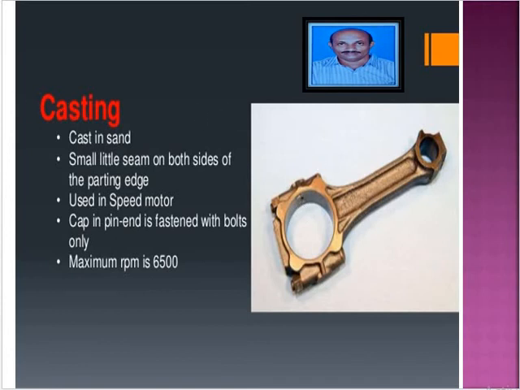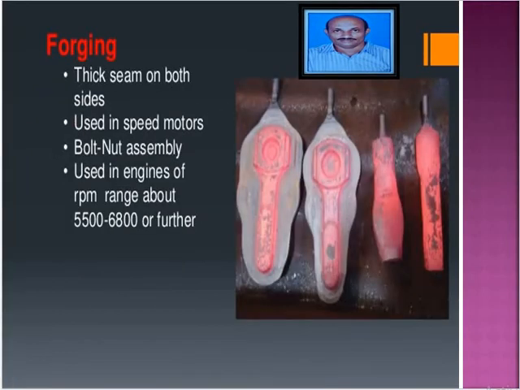So now we will see forging, how we are going to forge the connecting rods. See the heart shaped connecting rods, with a thick seam on both sides. First of all we will take and use it in speed motors. Bolt and nut assembly is used, in inches, at an RPM range of about 5500 RPM to 6800 RPM or further. We can use that one.